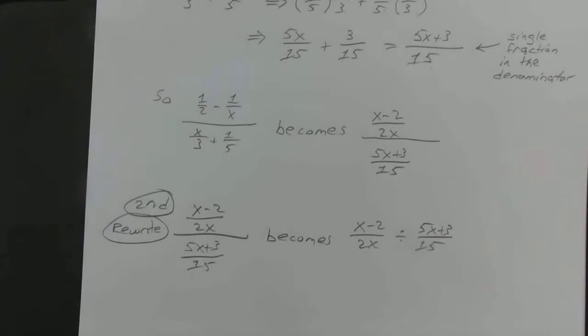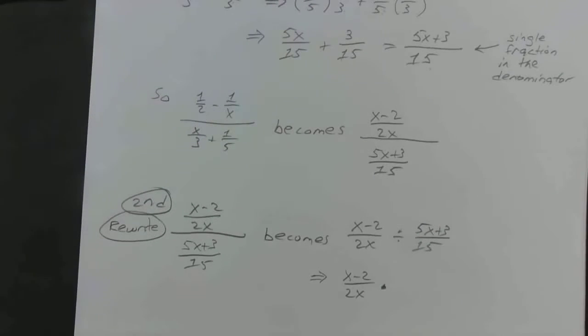Okay. Then once you do that, you just go ahead and use your rules for dividing fractions, where you write down the first one, x minus 2 over 2x. Your division changes to multiplication, and then you just flip the second fraction, 15 over 5x plus 3. And then you just multiply it right across. So you have 15 times x minus 2 over 2x times 5x plus 3.